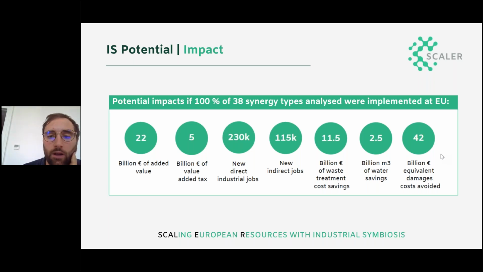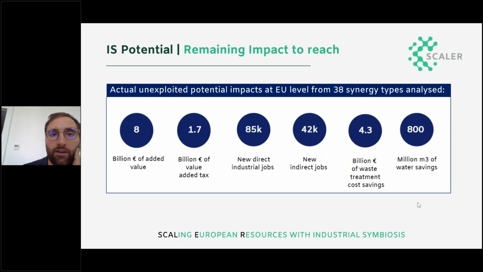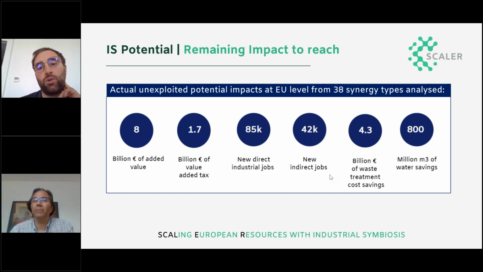And now we compare the full potential with the current level of implementation of these 38 synergies. These include a lot of existing synergies, but also new and innovative ones. We see that the potential is not totally exploited for the moment, and we are still around 1 billion of added value to reach, 1.7 billion of value-added tax to reach, more than 85,000 new direct jobs, 42,000 new indirect jobs, and the benefits of waste treatment cost savings and water saving are also huge. So it was really to see whether or not the synergies are fully implemented.